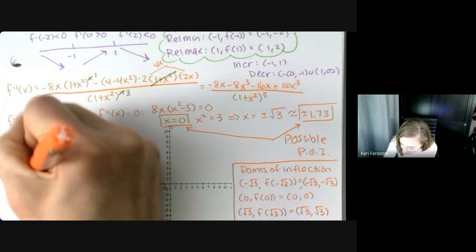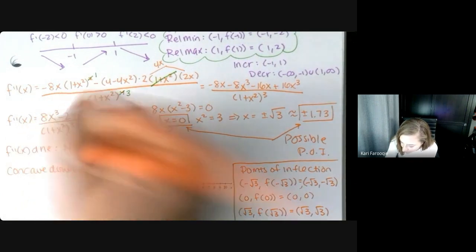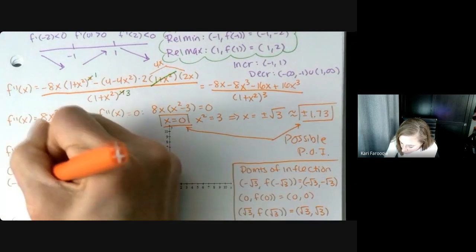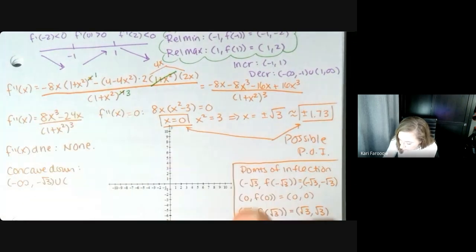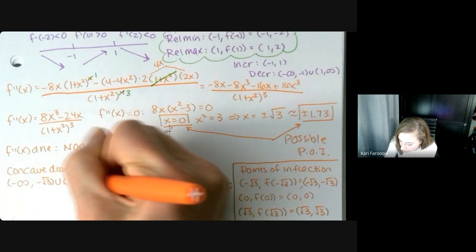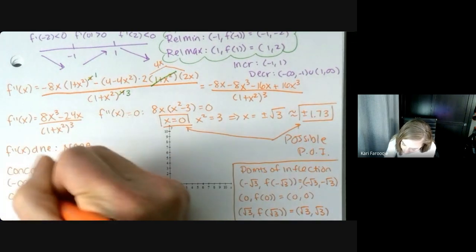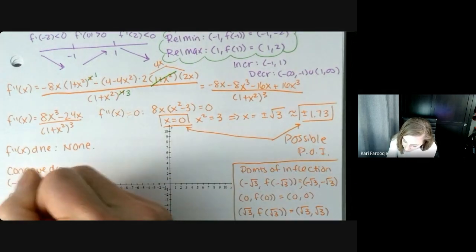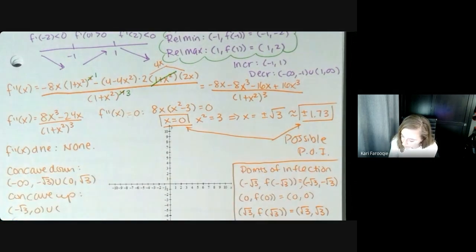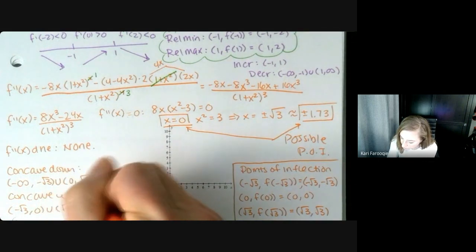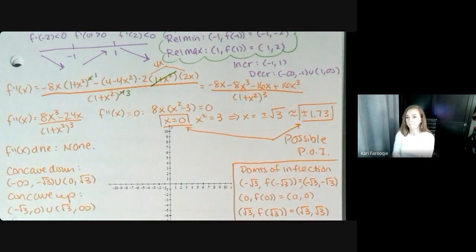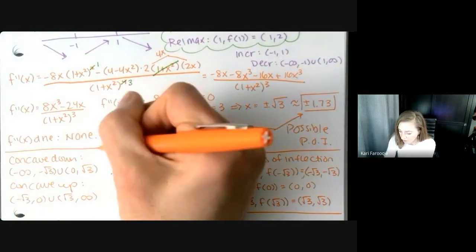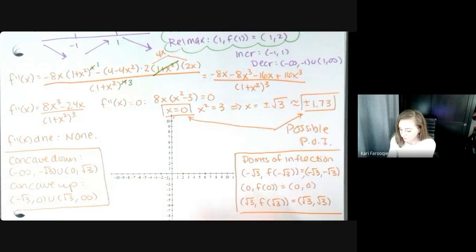Concave down on negative infinity to negative root 3, and then 0 to positive root 3, and then concave up on negative root 3 to 0 and root 3 to infinity. There, I feel better now. Everything's listed. Every possible thing is listed.